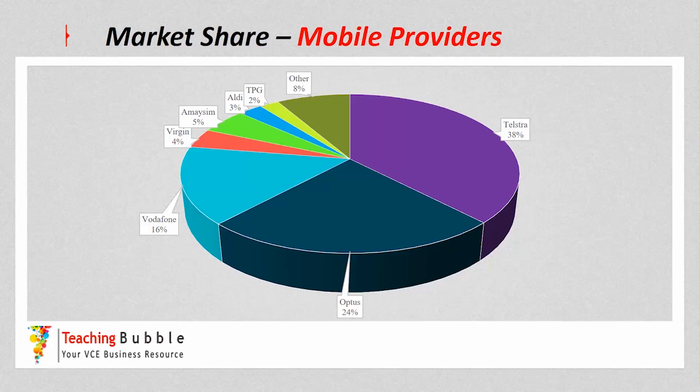So of all the mobile sales in Australia, you can see that Telstra has 38% of those sales, while Optus has 24% of the sales. And we can continue on with Virgin having 4% of those sales. That percentage is their market share. So this is the percentage of market share, and businesses will compete really strongly to increase their market share, because what it means is that customers are choosing their business over their competitors.